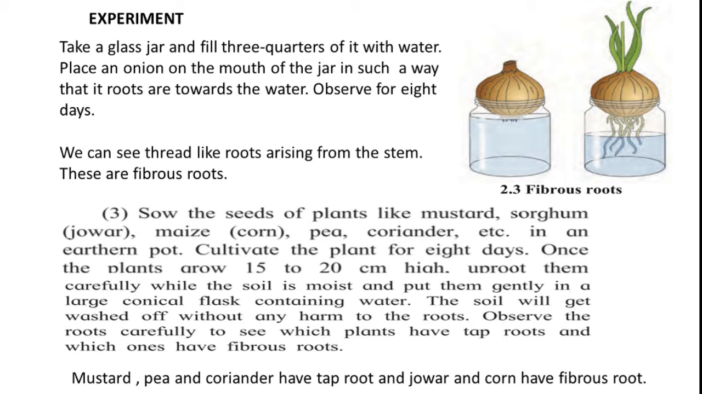So here we are taking mustard, jowar, corn, pea and coriander. What will you observe? The mustard, pea and coriander have taproots, and jowar and corn have fibrous roots.